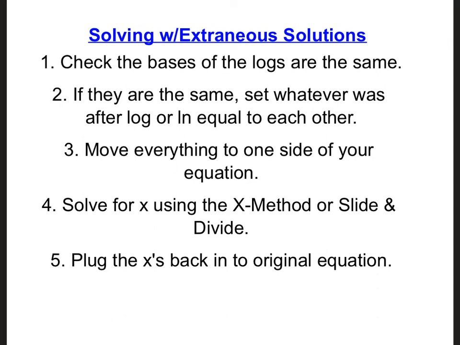All right, you have 5 steps when you're solving with extraneous solutions. The first part is very similar to what we did last week. So check the bases of the logs. Check to see if the bases of the logs are the same. If they're the same, set whatever was after the log or natural log equal to each other. Then you move everything to one side of your equation. You're going to solve for x using the x method or slide and divide. So essentially you're going to have to factor.